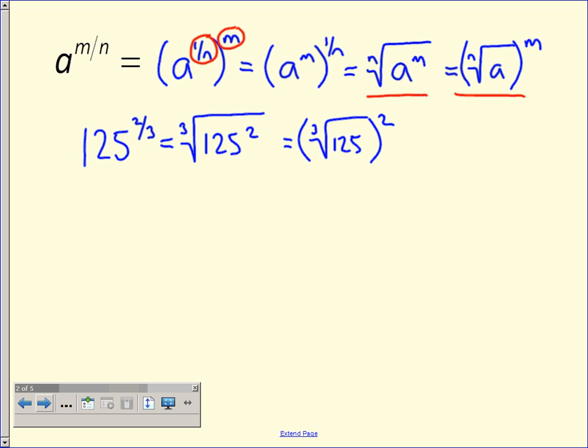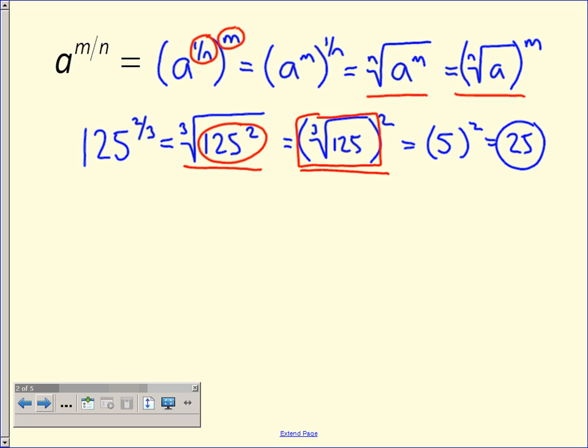And I have to make a decision as to which one of these is going to be more efficient for me. And you look at their differences. Well, this first one says I have to take 125 and square it. That doesn't sound like a whole lot of fun to me. So I'm really looking at this one, because this one I can do fairly easily in my head. I know what the cube root of 125 is, and I can square that. Well, I know that the cube root of 125 is 5, and I'm going to square that answer, and that comes out as 25. So 125 to the 2/3 power is 25.